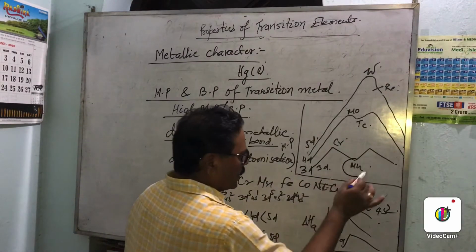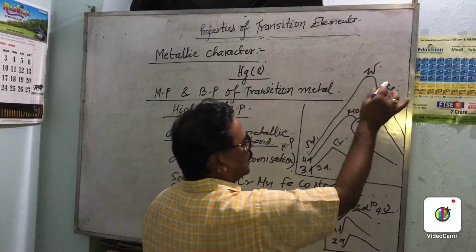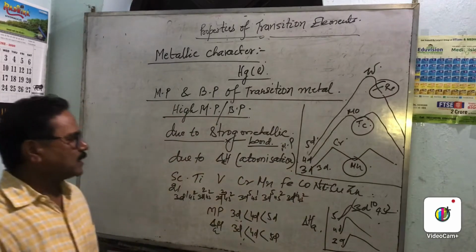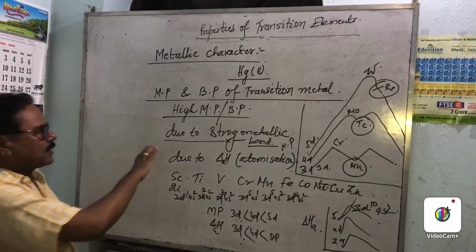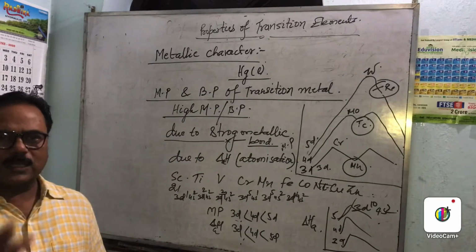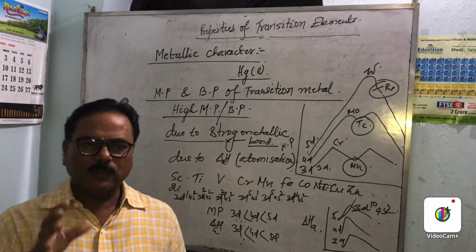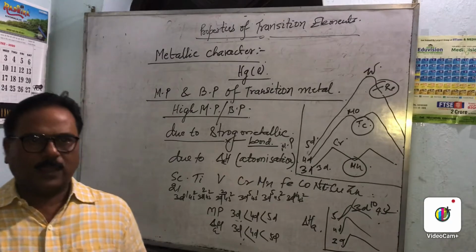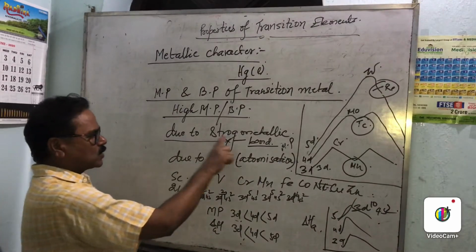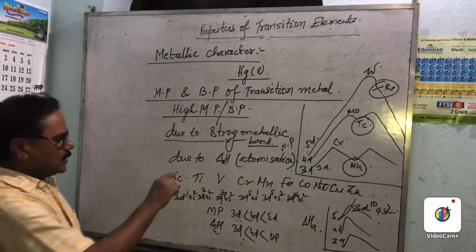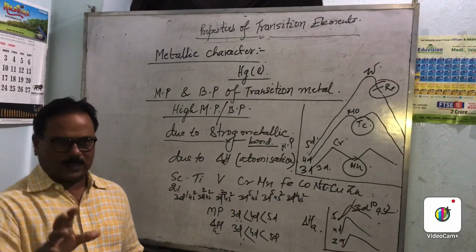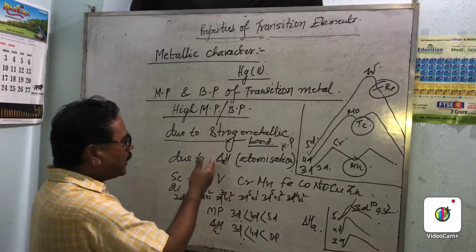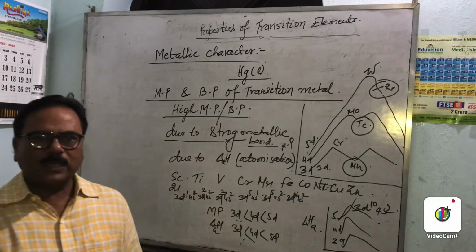Now we take it as an exception. क्यों होता है इसका भी हम लोग एक्सप्लेनेशन करेंगे. फर्स्ट हमारा कॉन्सेप्ट है कि ट्रांजिशन एलिमेंट को या ट्रांजिशन मेटल का मेल्टिंग पॉइंट बॉइलिंग पॉइंट हाई होता है. टू थिंग्स, दैट इज स्ट्रॉन्ग मेटालिक बॉन्ड और दिस इज हाई एंथैल्पी ऑफ एटोमाइजेशन. नाउ अब है कि स्ट्रॉन्ग मेटालिक बॉन्ड ये कैसे बनेगा.